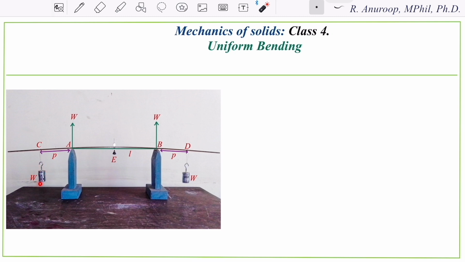Now, in uniform bending, equal weights W and W are suspended from the beam at point C and at point D, with AC equal to P and BD also equal to P. That is, in uniform bending, equal weights are suspended at equal distances from the knife edge. Because of this loading, the beam will bend and form an arc of a circle like this.